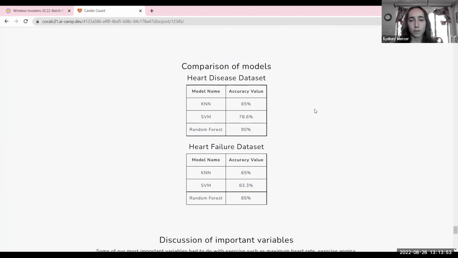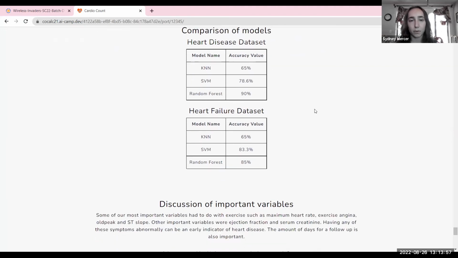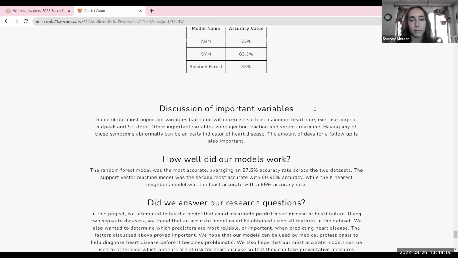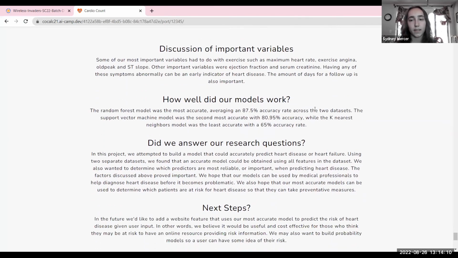Overall, our models worked pretty well. The KNN model was the worst, only having 65% accuracy for both data sets. The SVM model was better, but the random forest model was the best. Important variables were maximum heart rate, exercise angina, old peak, ST slope, ejection fraction, serum creatinine, and the amount of days for a follow-up.